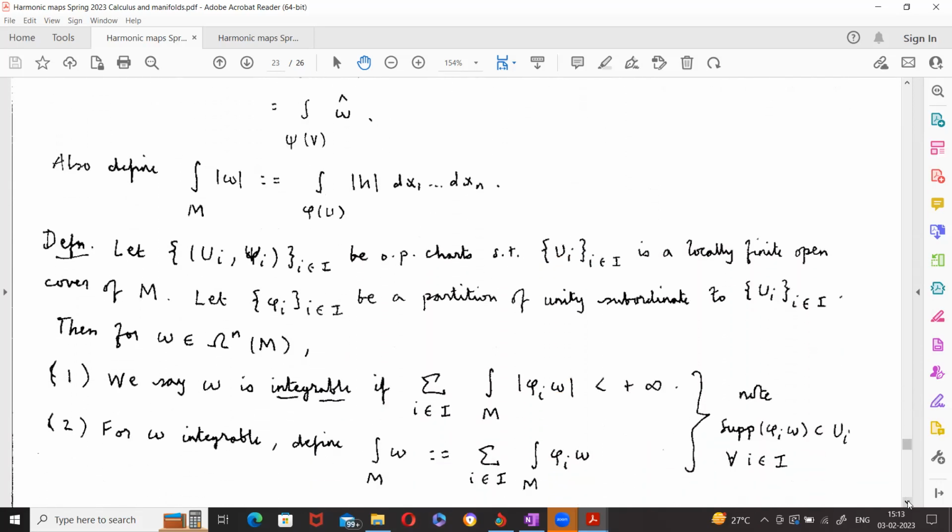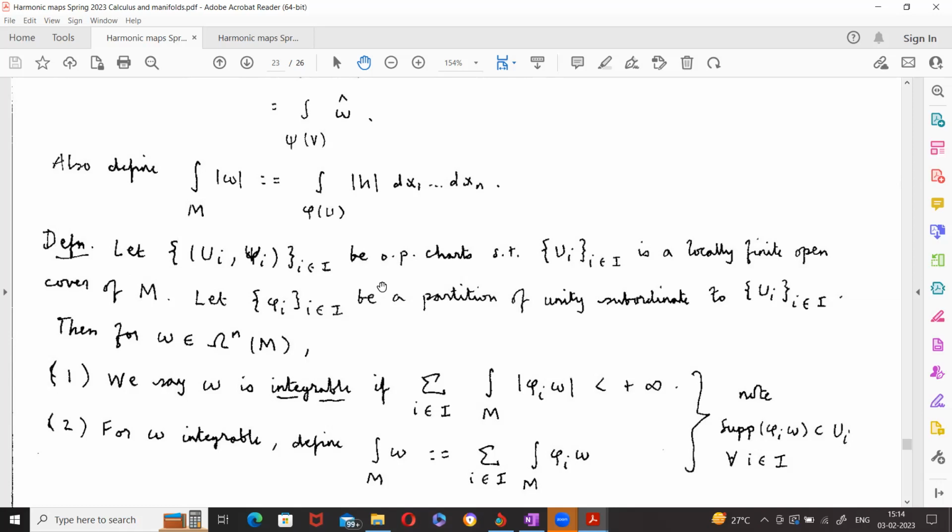All right. So now we also define the integral of mod omega over M to be the integral of the function mod h dx1 dxn over phi of u. Now we can define the integral of a general form over my manifold using a partition of unity. So let (ui, psi i) be orientation preserving charts where ui is a locally finite open cover of M. Locally finite means that any compact set in M intersects only finitely many of the ui's.